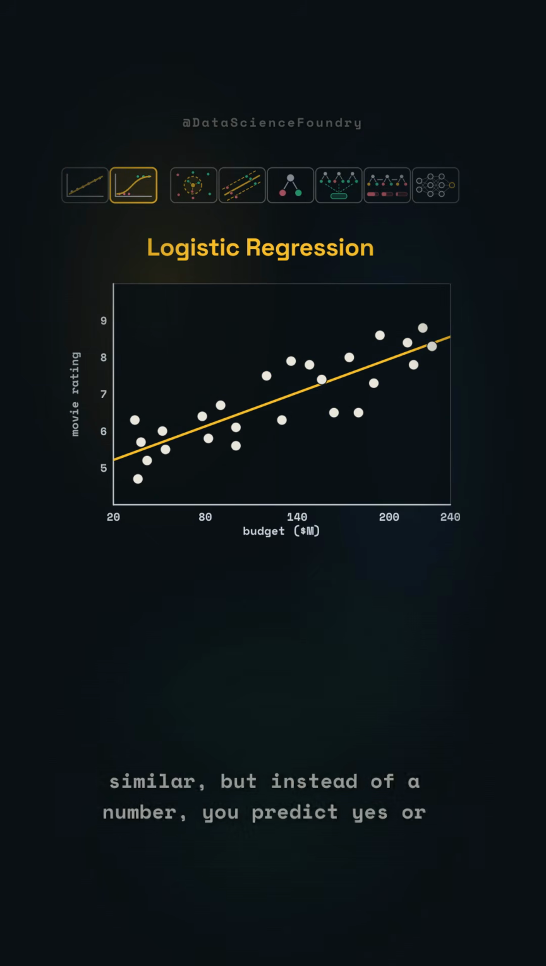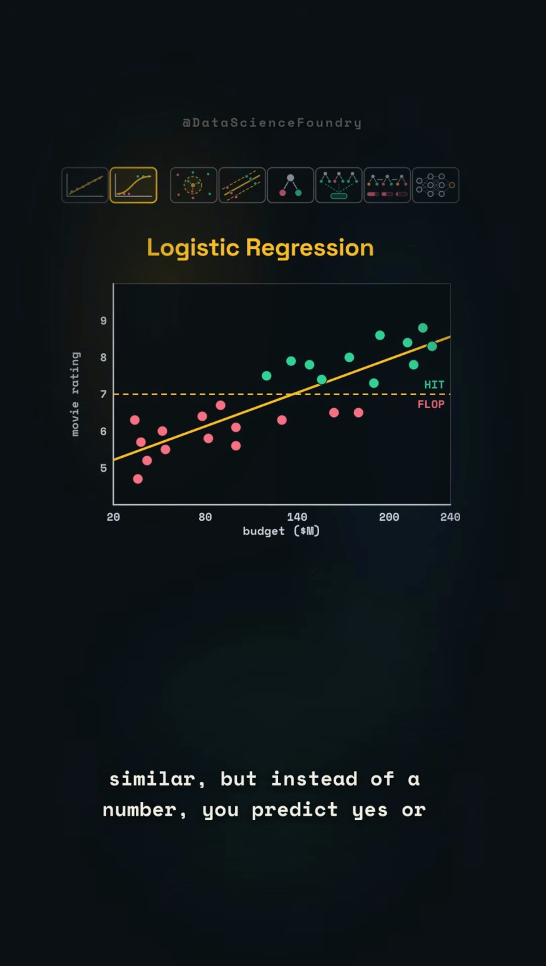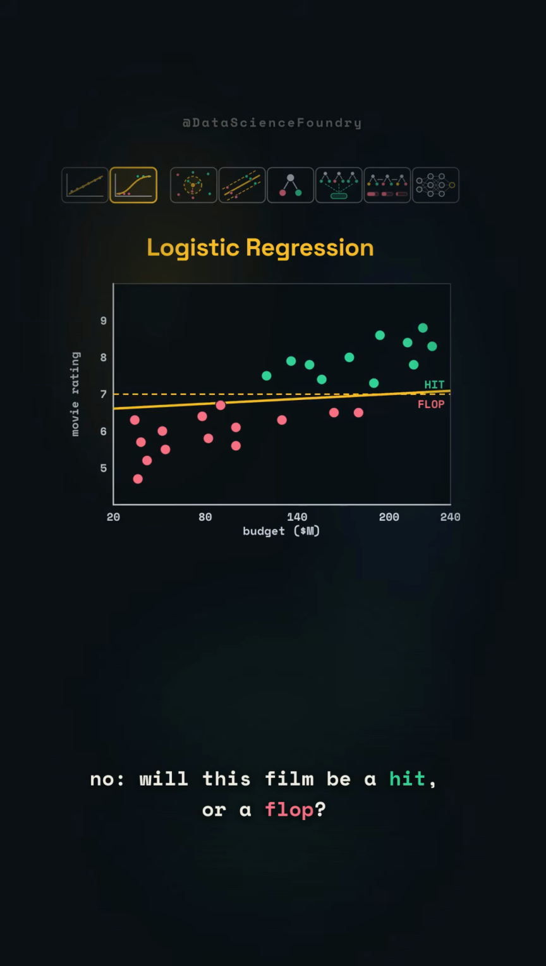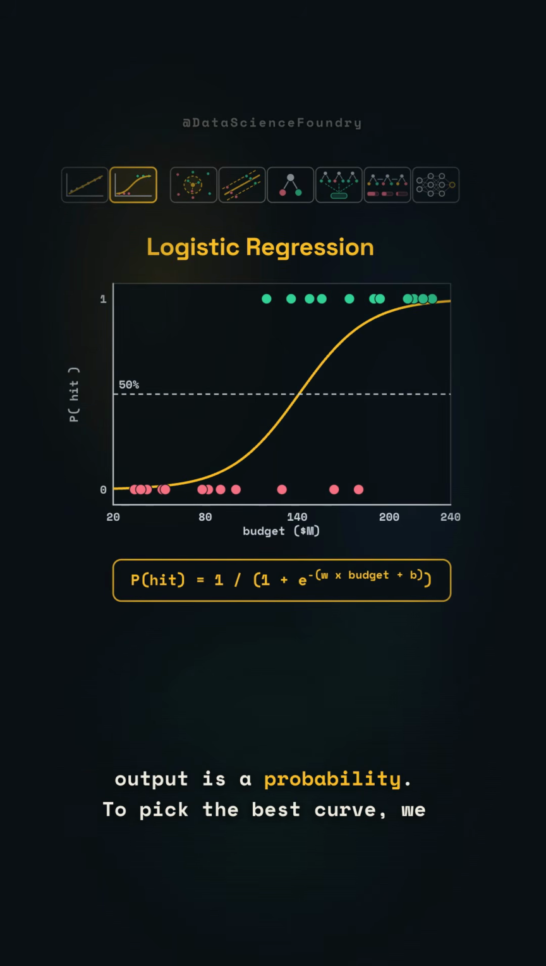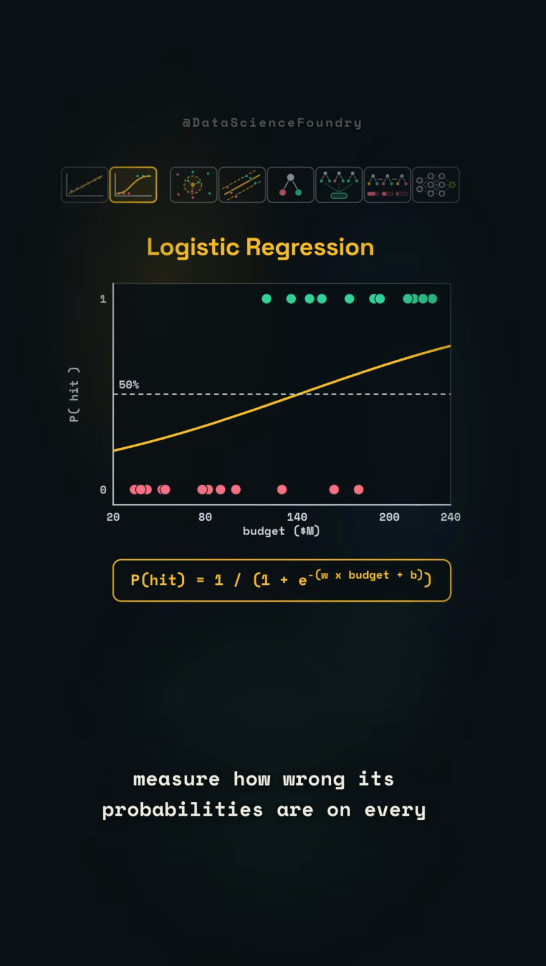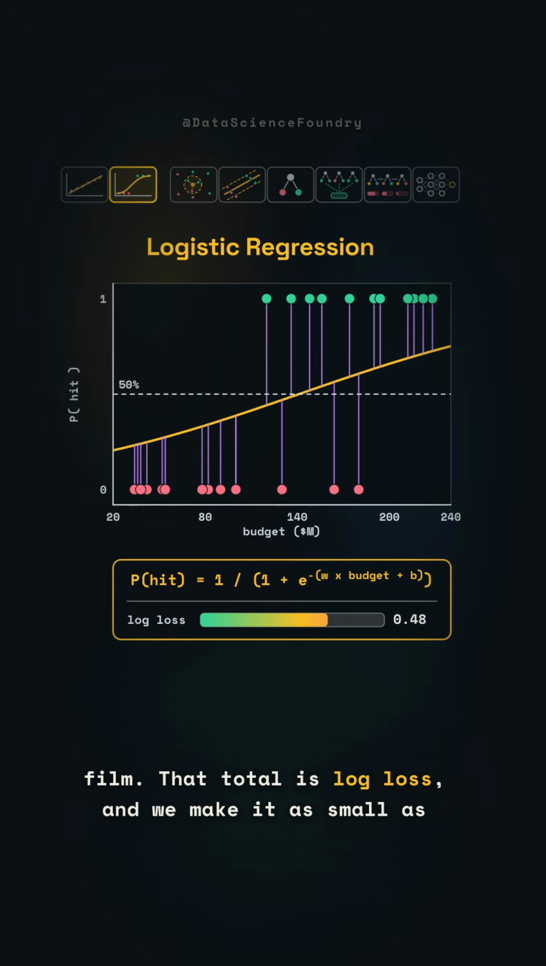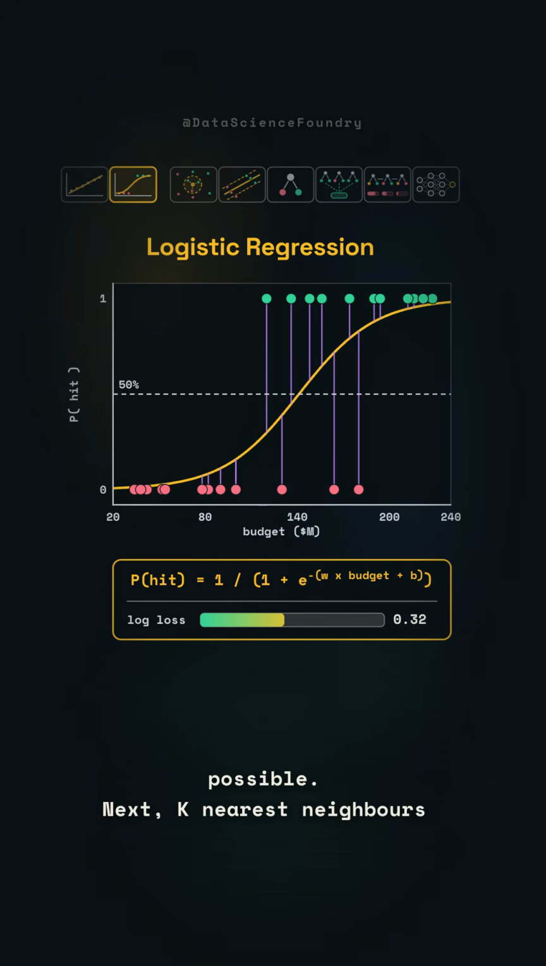Logistic regression is similar, but instead of a number, you predict yes or no. Will this film be a hit or a flop? It squashes that weighted sum through an S-curve, where the output is a probability. To pick the best curve, we measure how wrong its probabilities are on every film. That total is log loss, and we make it as small as possible.